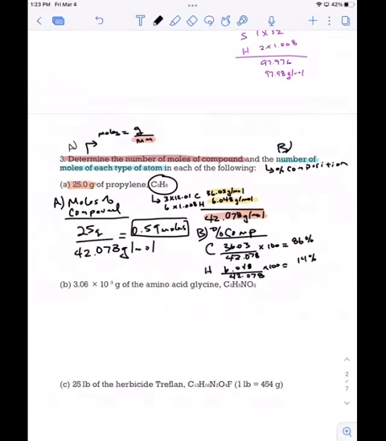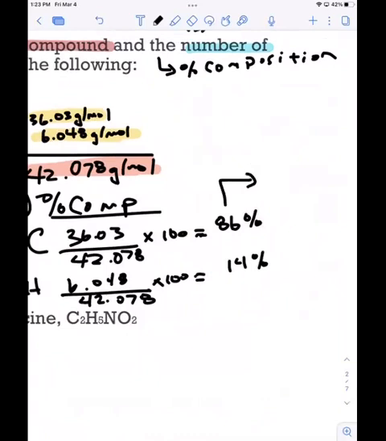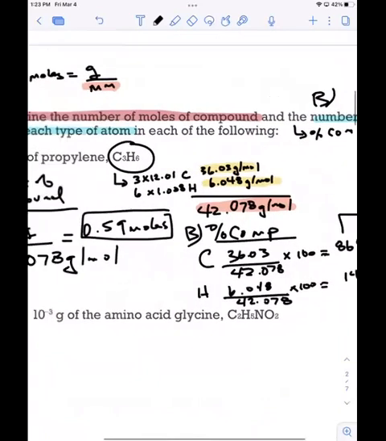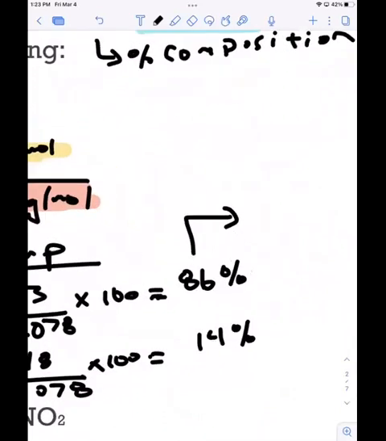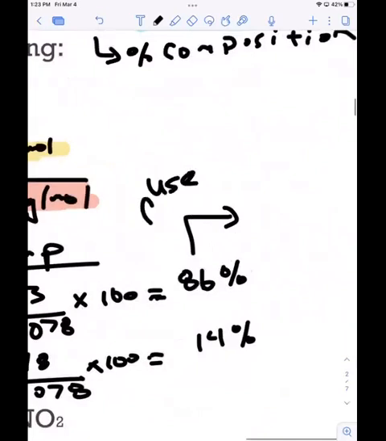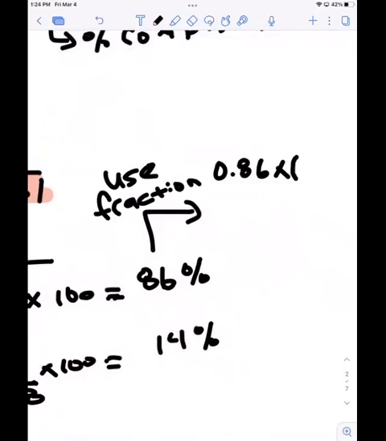Now, when we did this yesterday with the morning class, I had them find the grams first and then go back and find the moles. But we can actually take these numbers and apply them. So if we take 86% of 0.59 moles, that's going to give us the number of moles of carbon. So we could use the fraction 0.86 times 0.595. This is the percentage, and this is the total moles.